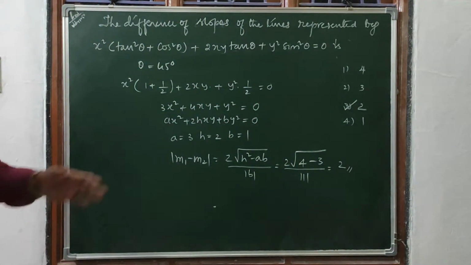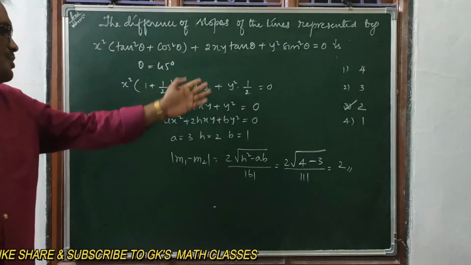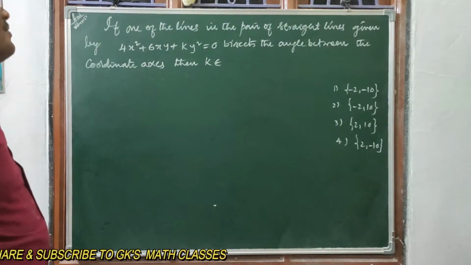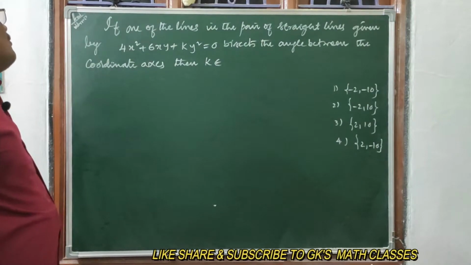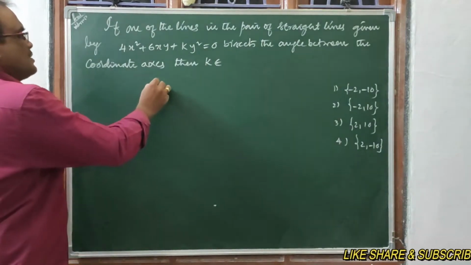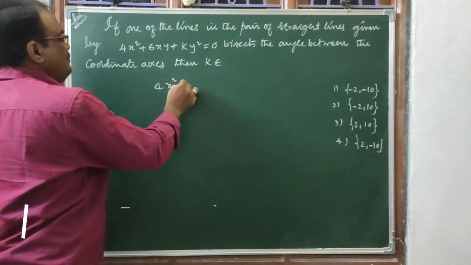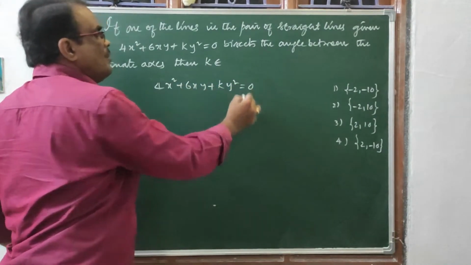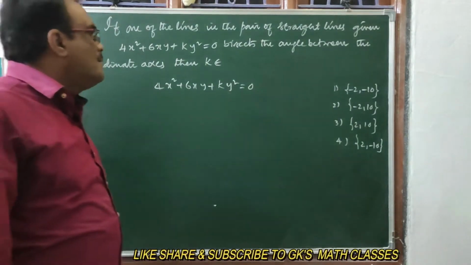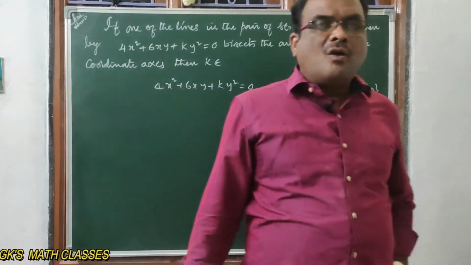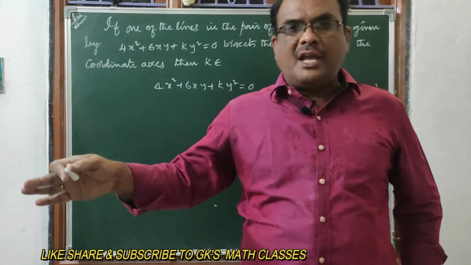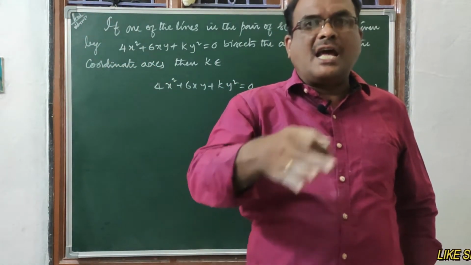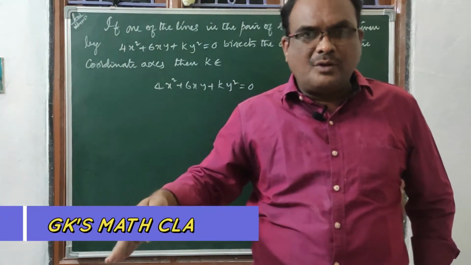Simply using θ = 45°, substitute here and use the formula. If one of the lines in the pair of straight lines given by 4x² + 6xy + ky² = 0 bisects the angle between the coordinate axes, the x axis and y axis. Bisector means y = x and another one is y = −x.